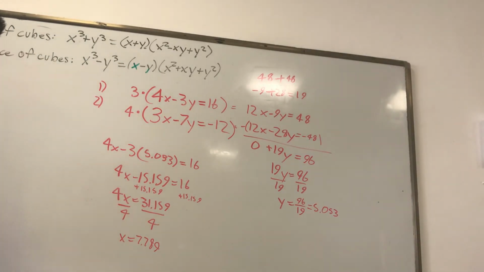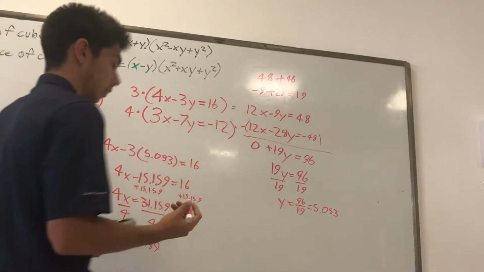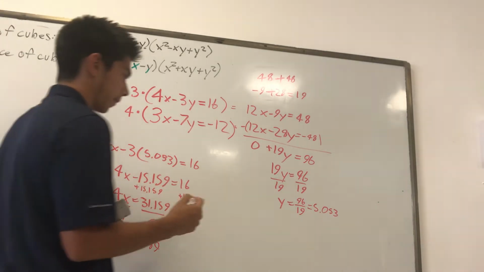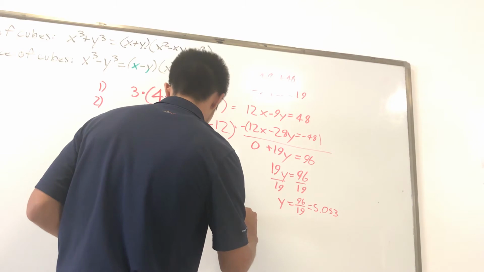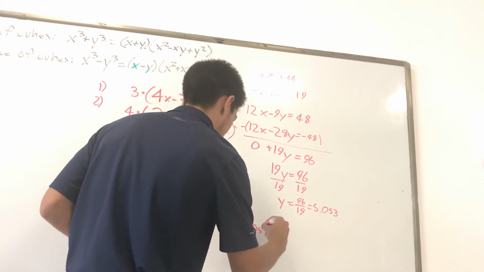So just like the other video, we have x and y, we've solved for them, they are the same numbers. If you do one thing and get a different answer than the other one, then at least one of them is wrong. So the solution to our system would be 7.789, 5.053.